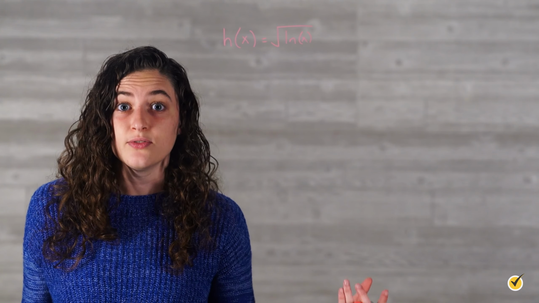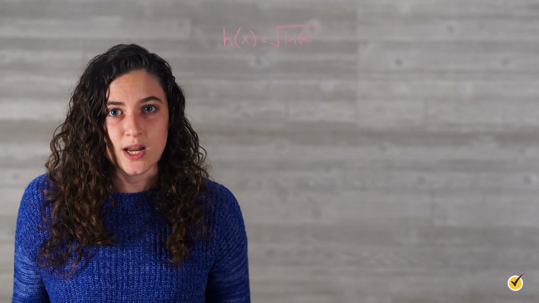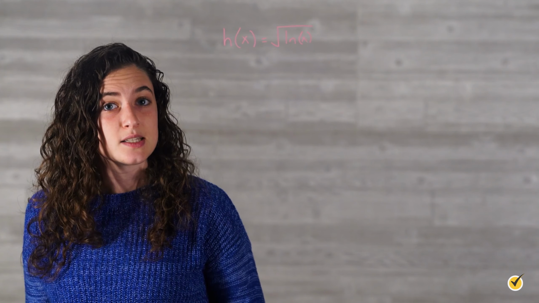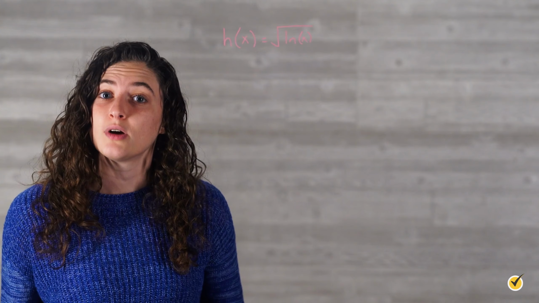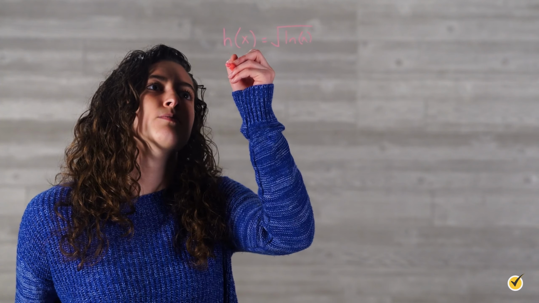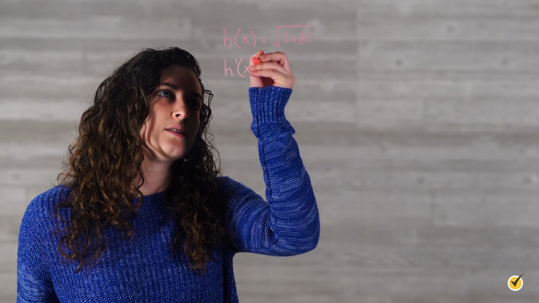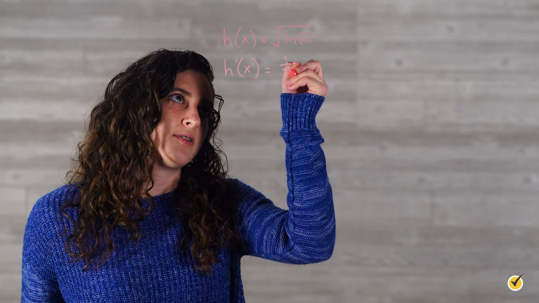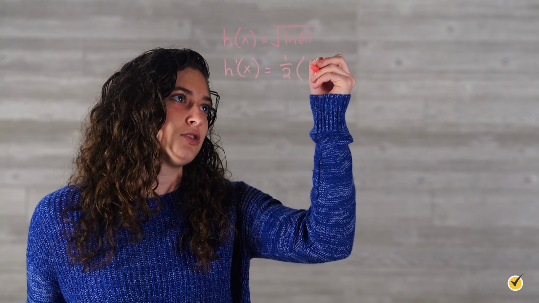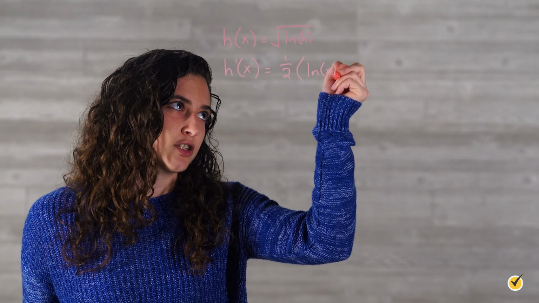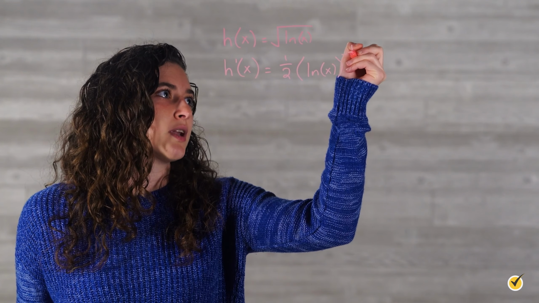So since the derivative of the square root of x, or x to the 1/2 power, is 1/2 x to the negative 1/2 power, we can write the first part of the derivative like this. So we'll have h prime of x is equal to 1/2 times the natural log of x, remember the inner function is untouched, to the negative 1/2 power.